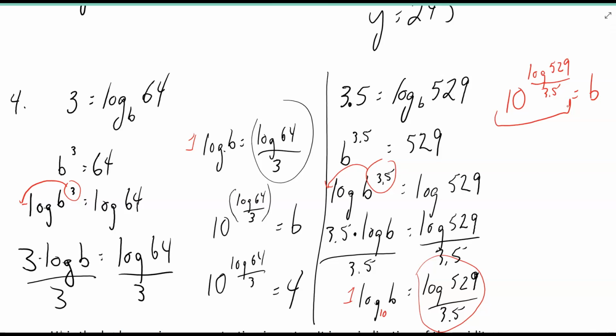Use the second function of your log key. It's the 10 to the power. And use a fraction key or use brackets around the division. All right, I'm using the fraction key. I do log 529 and move down to the denominator. 3.5 is the divisor. Equals, we should get b equals 5.9997. It'd be essentially 6, right? Okay.